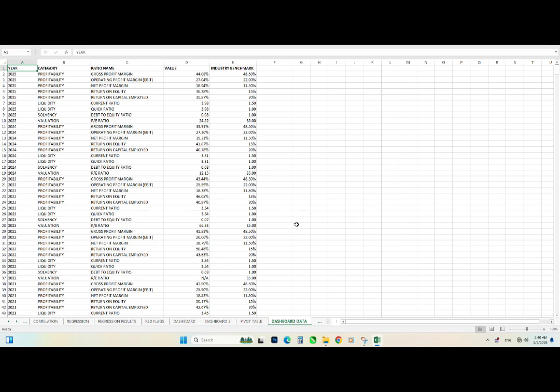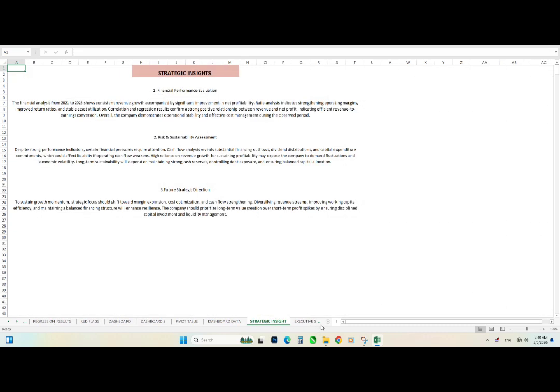There are some strategic insights based on the analysis. Some key strategic insights are that the company has strong profitability and efficient capital usage. It maintains excellent liquidity and has very low financial risk. This indicates strong financial management and stability.